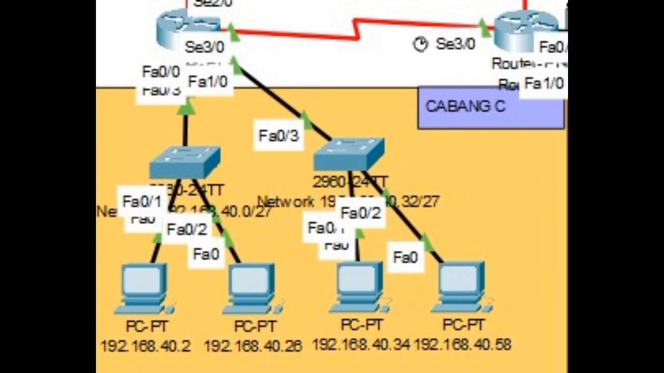And just like branch A and B, EIGRP is configured to dynamically route traffic between router C and router HQ, allowing for seamless communication across all branches.